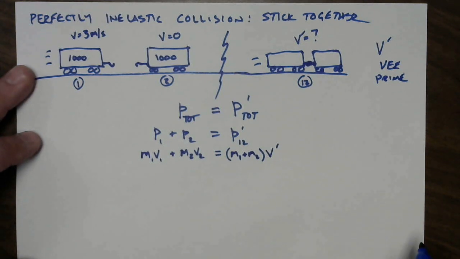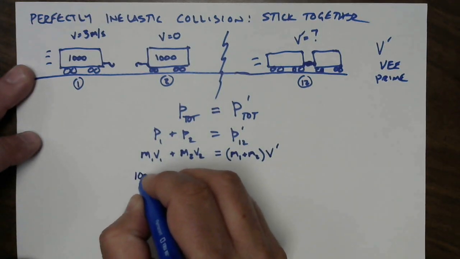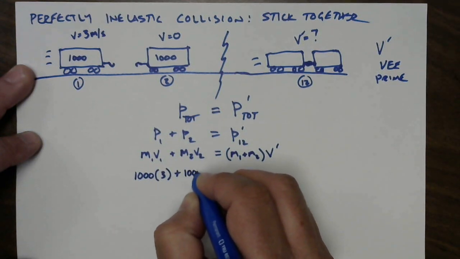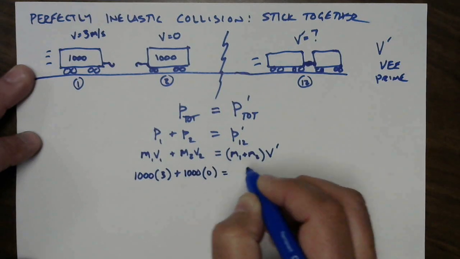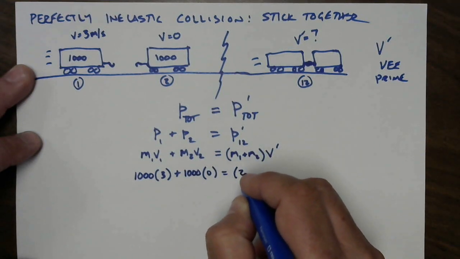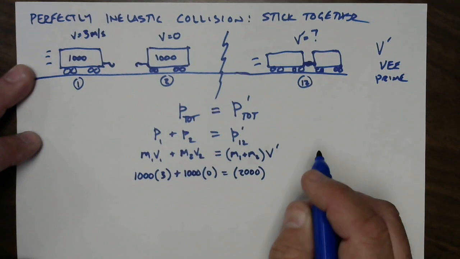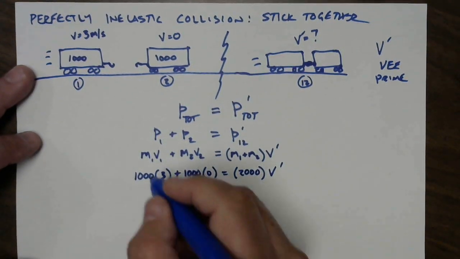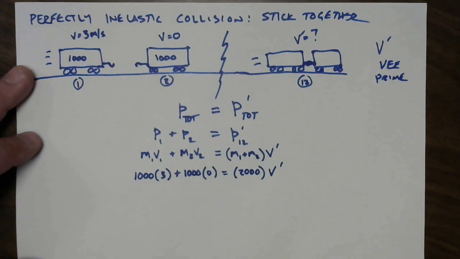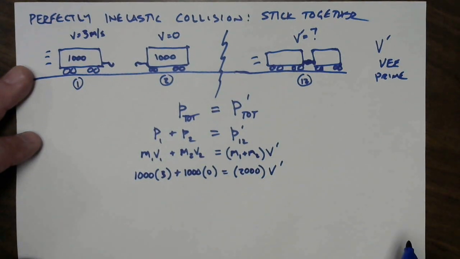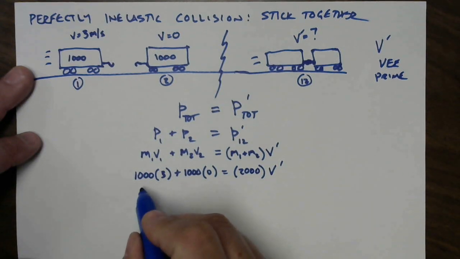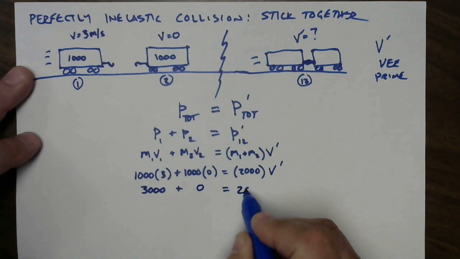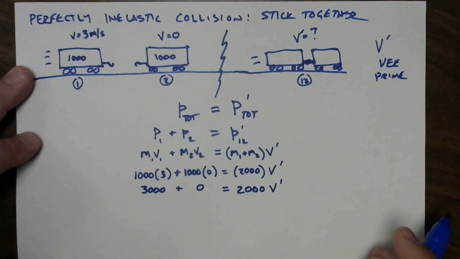Now it's time to put the numbers in. We have a mass of 1,000 and a velocity of 3, plus a mass of 1,000 and a velocity of 0, equaling a mass of 2,000. Oh, and now I decide to put it in parentheses. I guess I have to because I have a naked variable over here. So maybe everything should be in parentheses just to make this fair. But there you go. Okay, so this is 3,000 plus 0 equals 2,000 V prime.